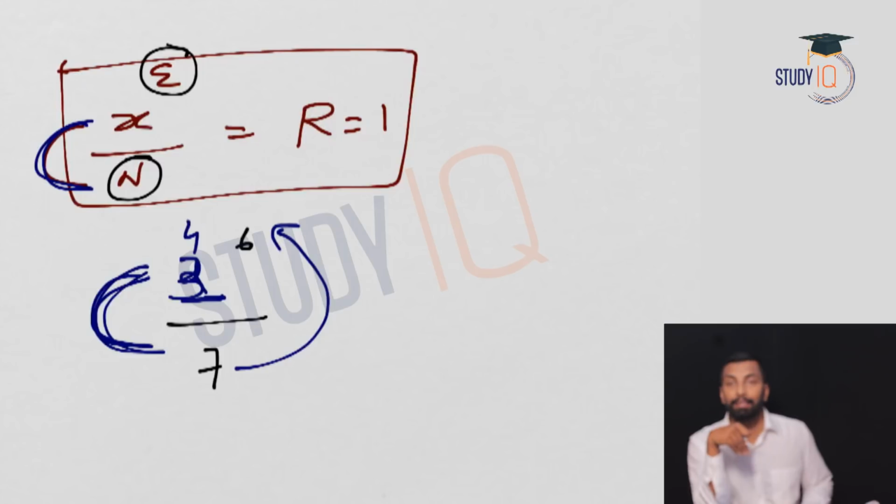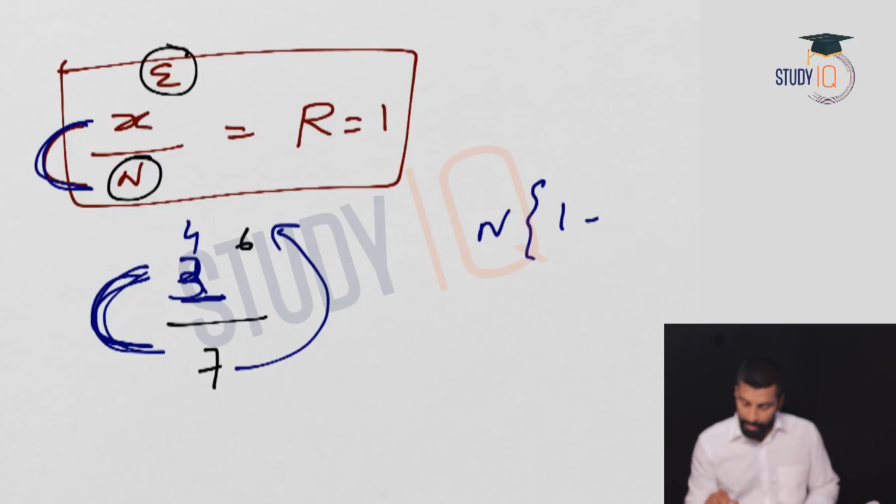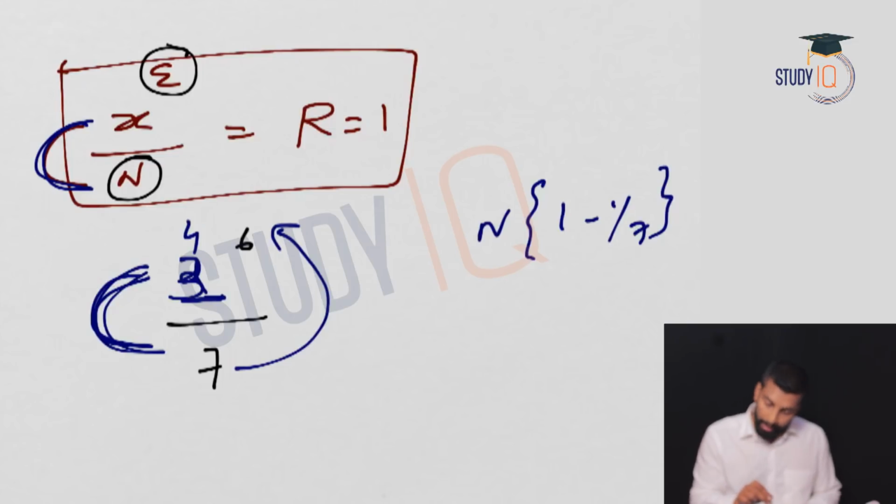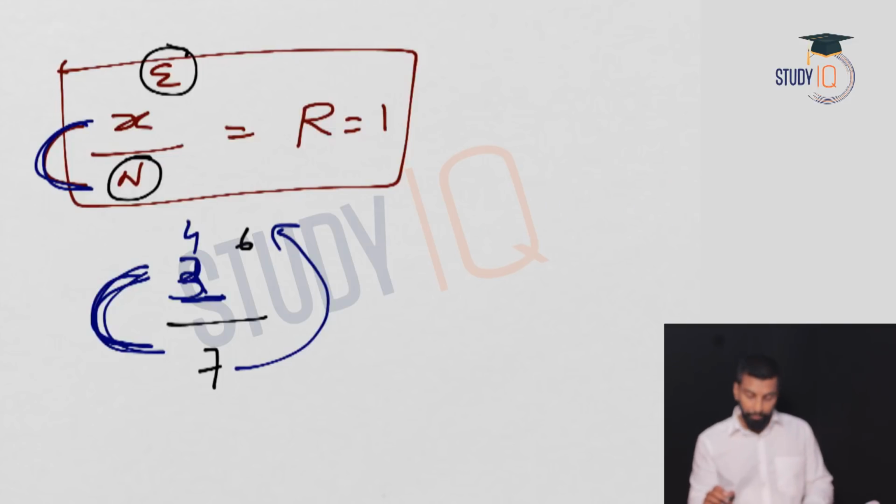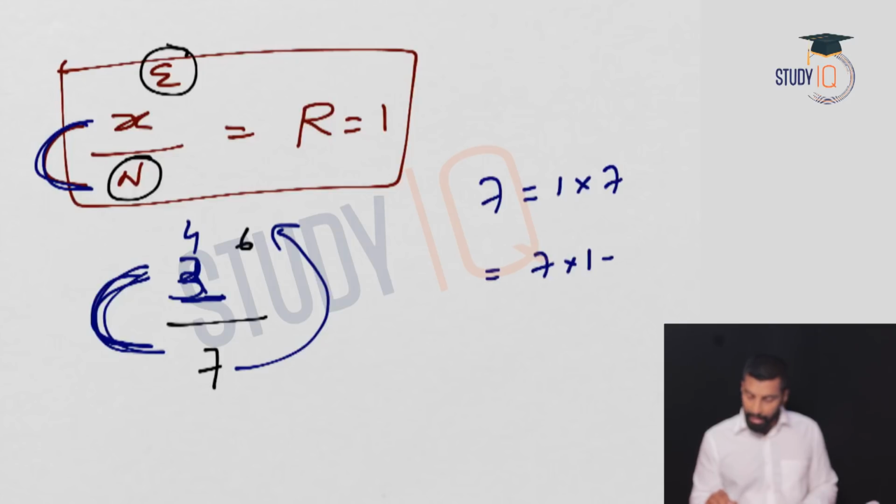I will tell you how to find it. It is very easy. It is actually n into 1 minus 1 by 7. So how do we find the Euler's number of 7? What are the factors of 7? 7 you can factorize as 1 into 7, right? So your answer is 7 into 1 minus 1 by 7. So 7 into 6 by 7. So 6 is your answer.